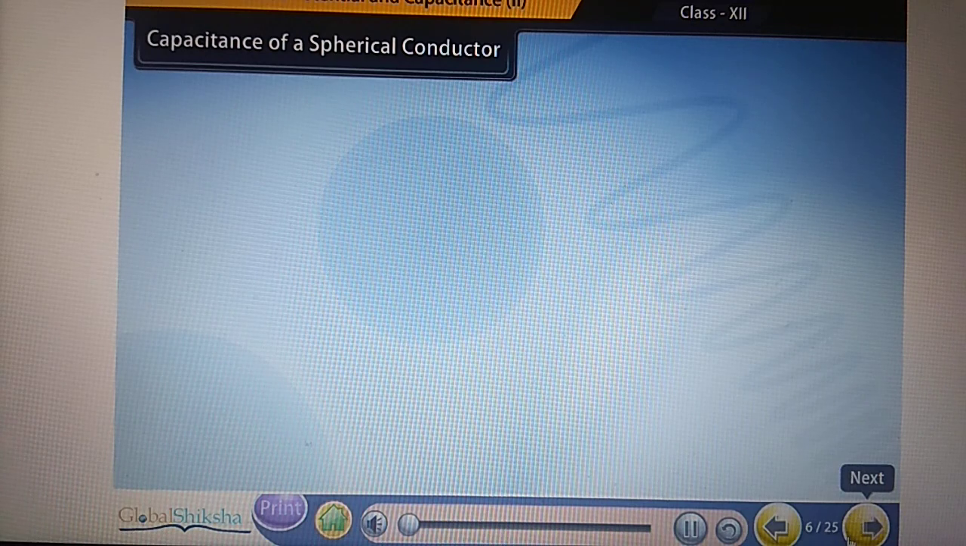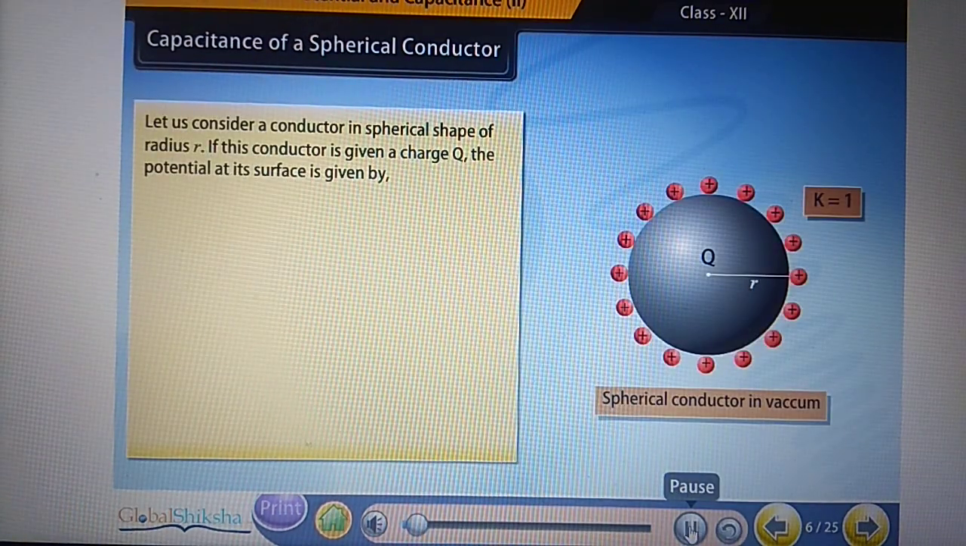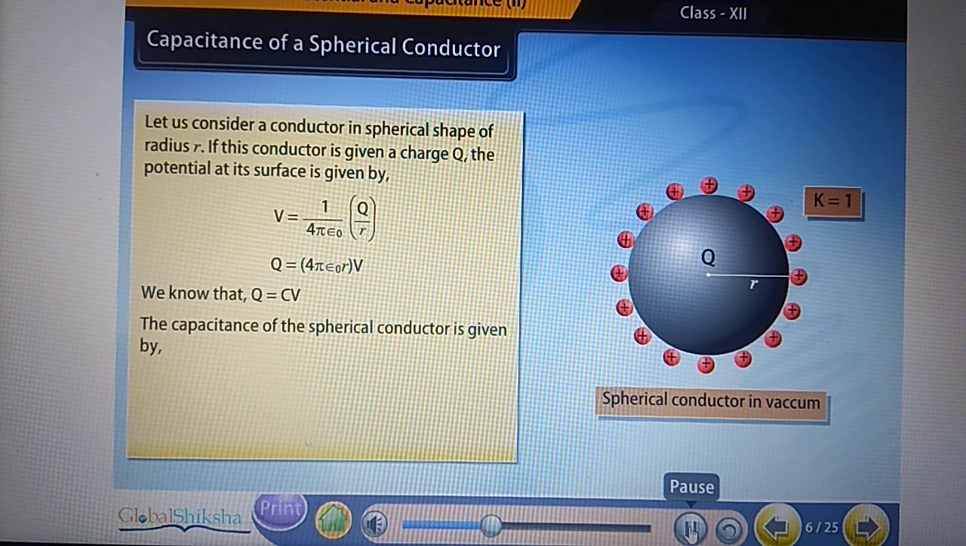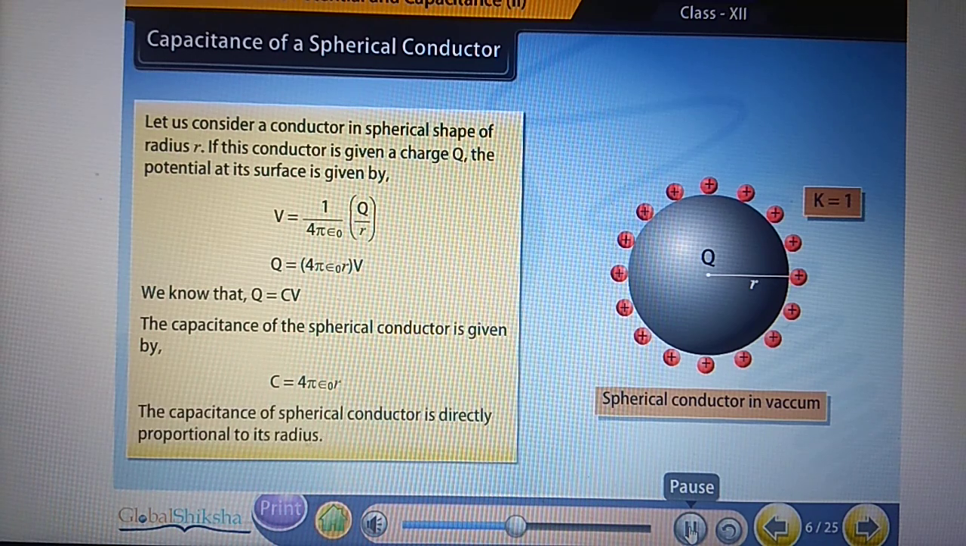Capacitance of a spherical conductor. Let us consider a conductor in spherical shape of radius R. If this conductor is given a charge Q, the potential at its surface is given by V is equal to 1 upon 4 pi epsilon naught multiplied by Q upon R. It can be written as Q is equal to the product of 4 pi epsilon naught R and V. We know that Q is equal to CV. On comparing the above equations, the capacitance of the spherical conductor is given by C is equal to 4 pi epsilon naught R. This relation shows that the capacitance of a spherical conductor is directly proportional to its radius.